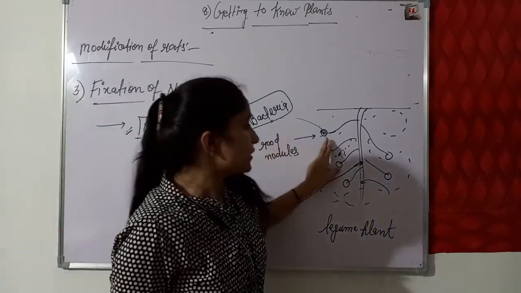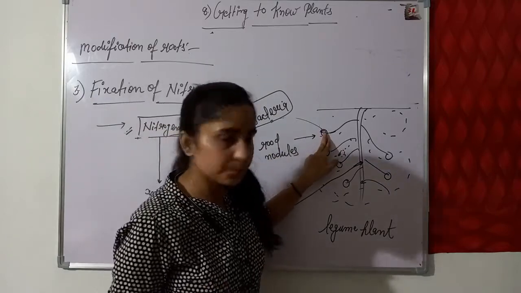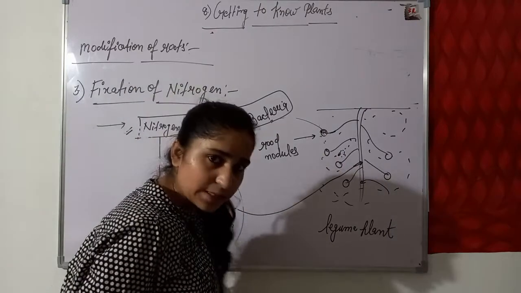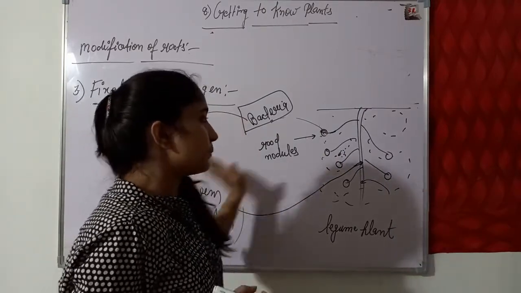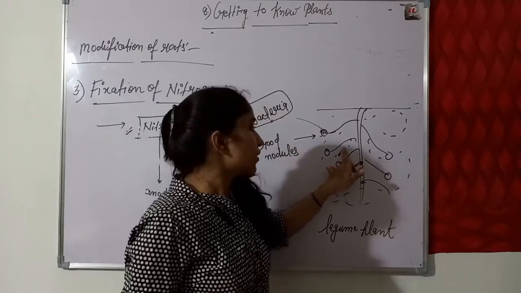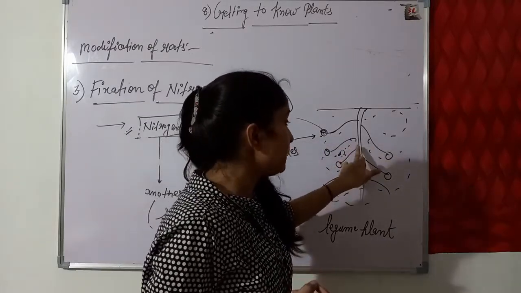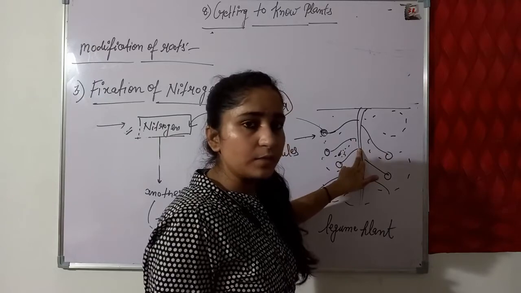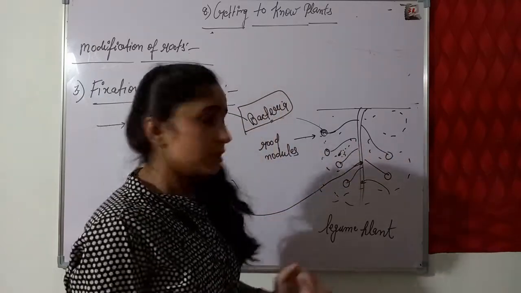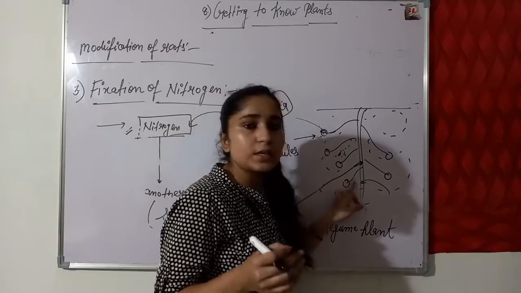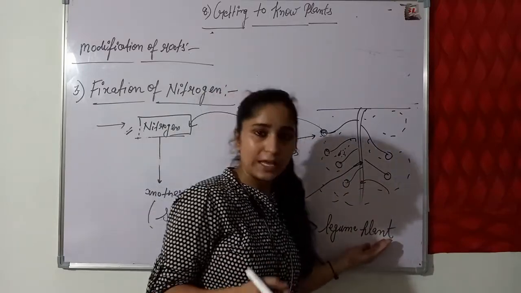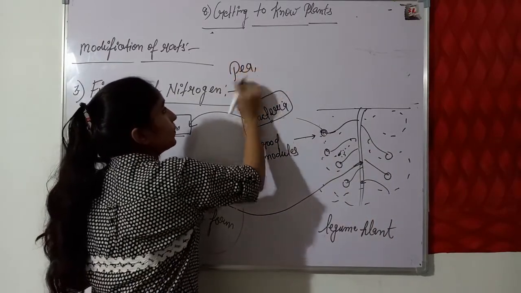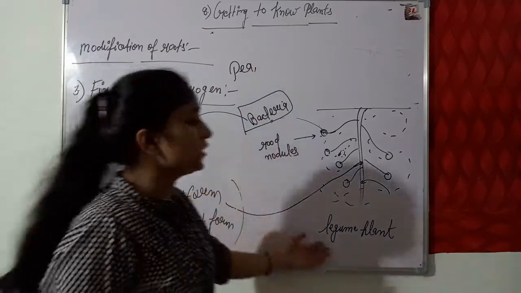So the bacteria present in root nodules convert atmospheric nitrogen into its simplest form, and thus provide this simplest form to the soil, and from the soil the root can absorb this nitrogen. The plants which have root nodules in their roots are called legume plants. An example of legume plants is pea plants, which are included in legume plants.